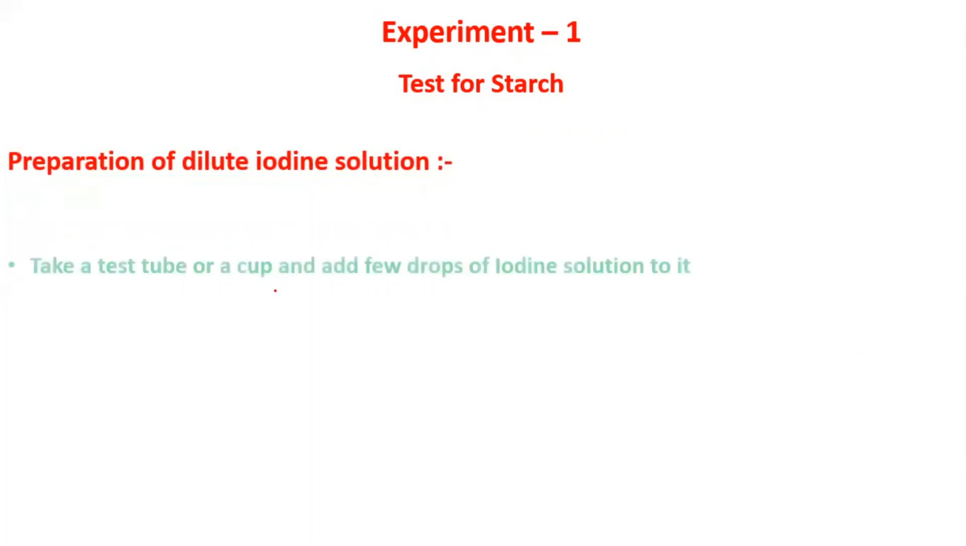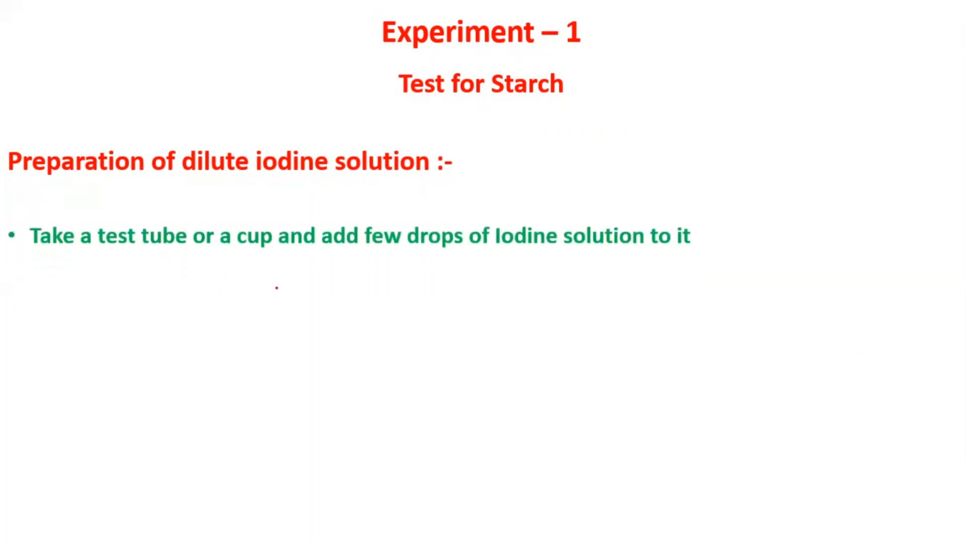In this experiment 1, we are performing the test for starch. In which food material is starch present? Let's observe. Before discussing the test for starch, we need to prepare dilute iodine solution. We need to take a test tube or a cup and add a few drops of iodine solution to it.